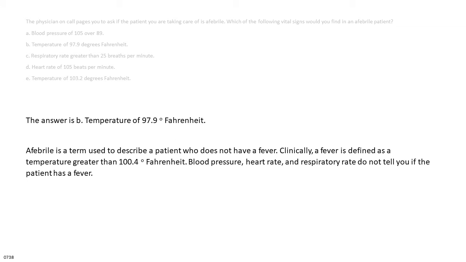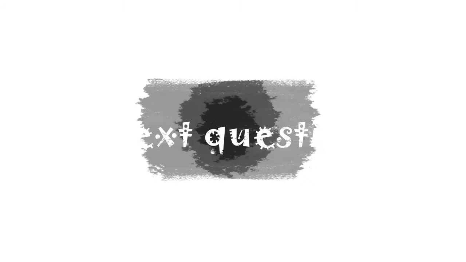The answer is B. Temperature of 97.9 degrees Fahrenheit. Afebrile is a term used to describe a patient who does not have a fever. Clinically, a fever is defined as a temperature greater than 100.4 degrees Fahrenheit. Blood pressure, heart rate, and respiratory rate do not tell you if the patient has a fever.